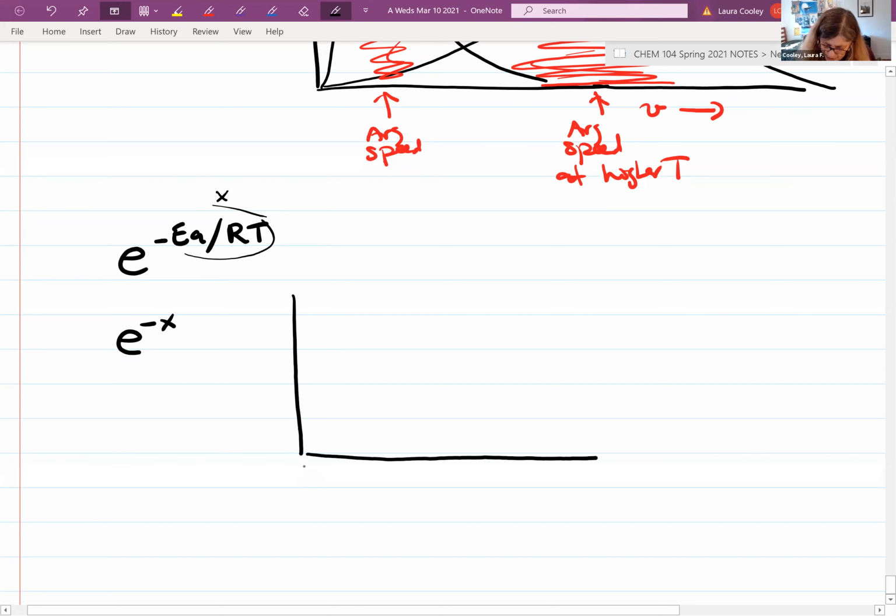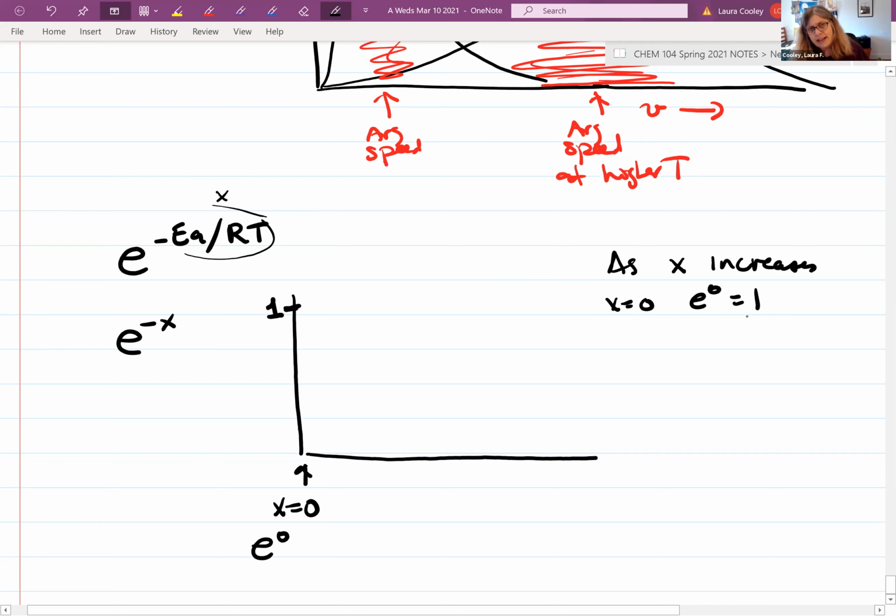So what about at x equals 0? What is e to the 0? 1. Right. And as x increases, let's see what happens. At x equals 0, we have e to the 0, which is 1. That's the maximum value of this function.